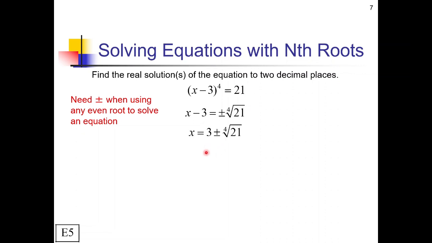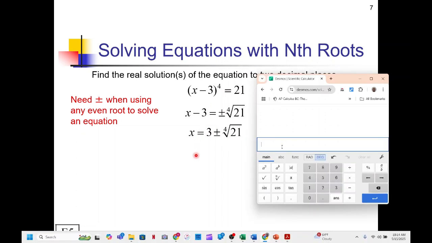And then we're actually going to come up with two answers. If they didn't ask for 2 decimal places, we could actually leave it like this because it cannot be simplified further. There is no whole number fourth root of 21, but since we can use the calculator, let's figure out what this should be. So we've got 2 roots.